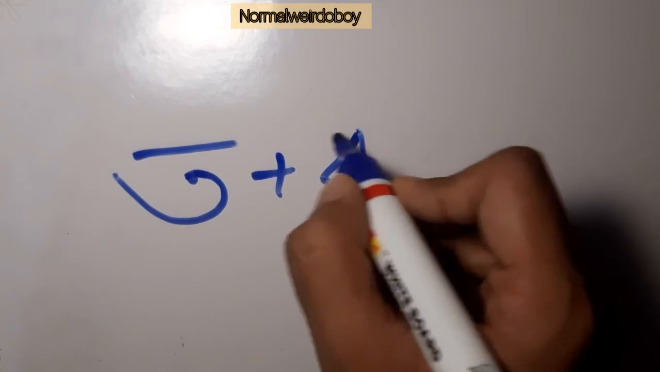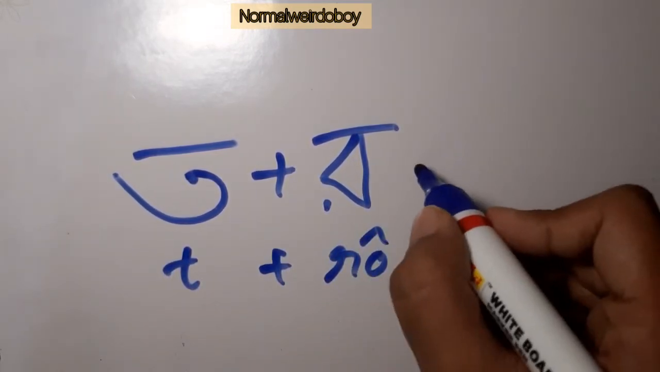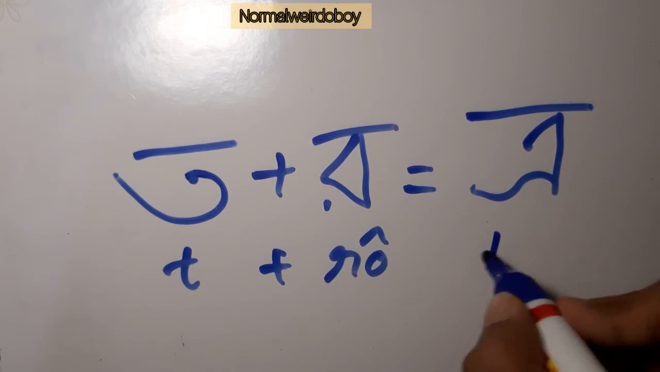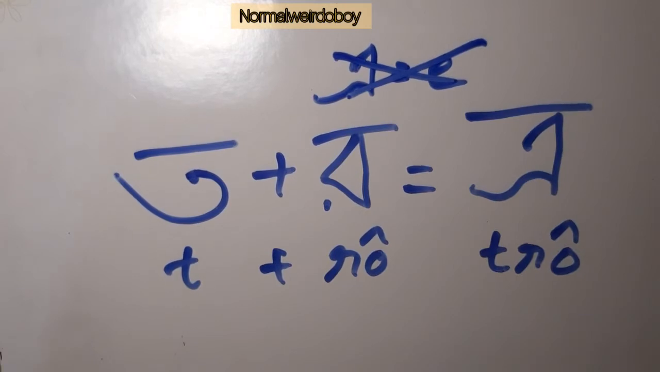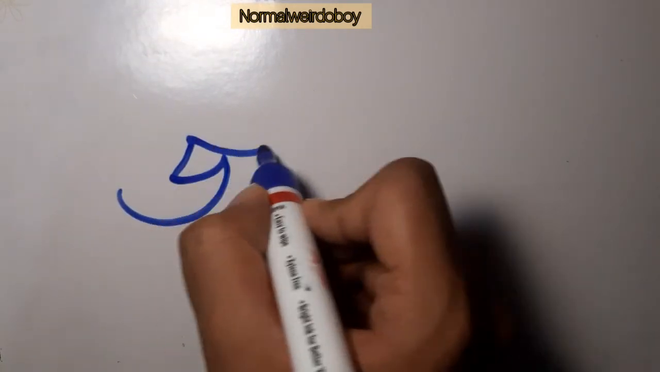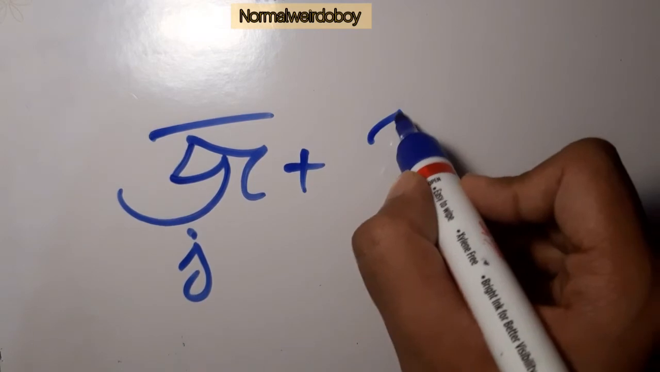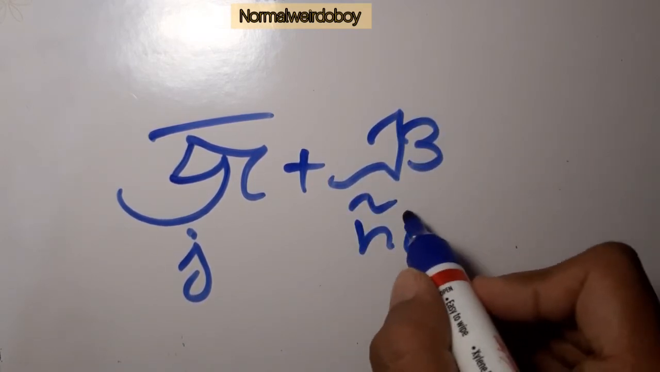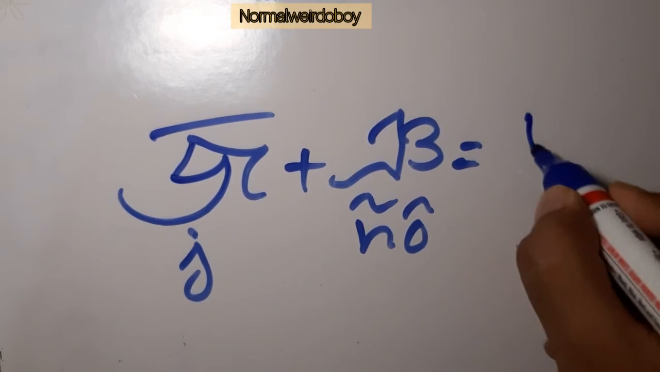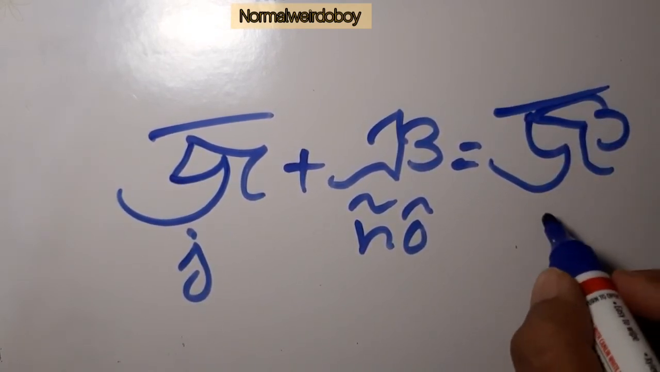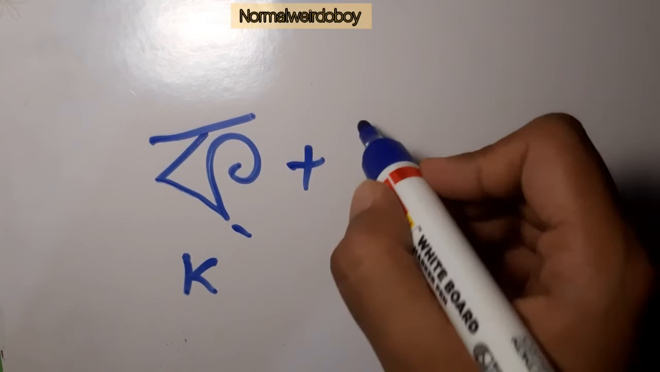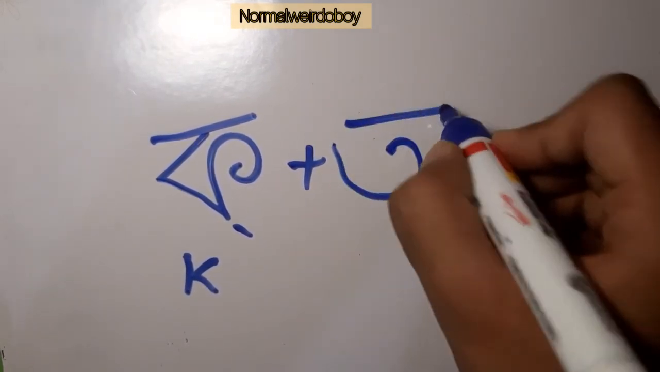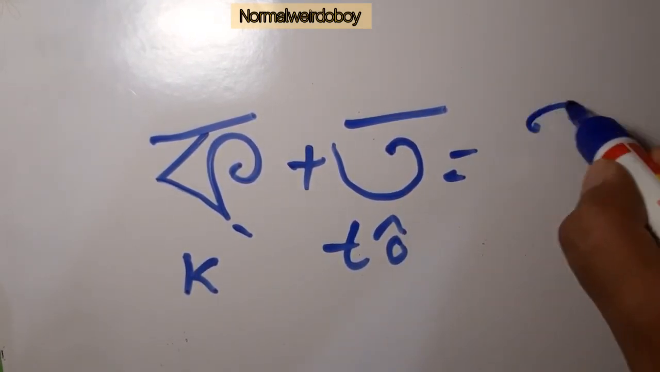Ta plus ra becomes tra. Tra. Now don't confuse it with the A letter. There's a bar over it. Ja plus nya becomes nga. Ka plus ta becomes ta.